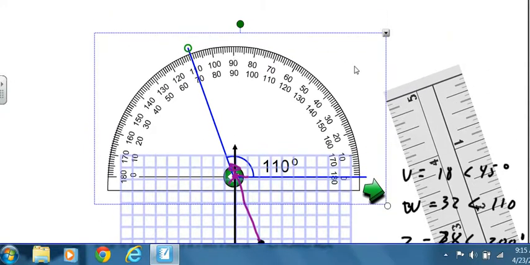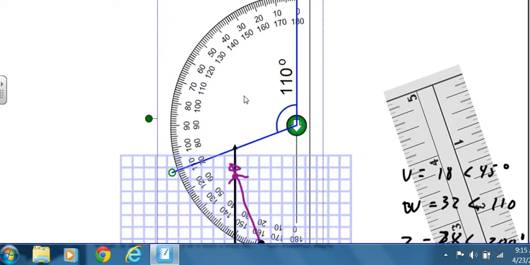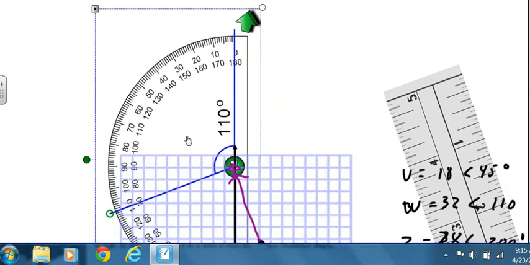And I'm not going to get a 200 from here, so I'm going to swing it around. Okay, so 200 would be 20 degrees off of 90. So I'm 20 degrees already, so that's 180 plus another 20 would be 200.